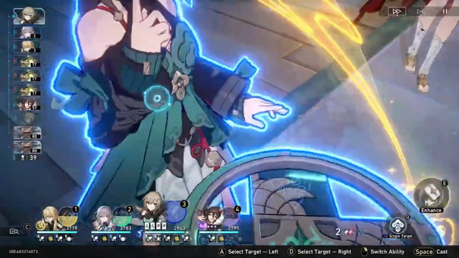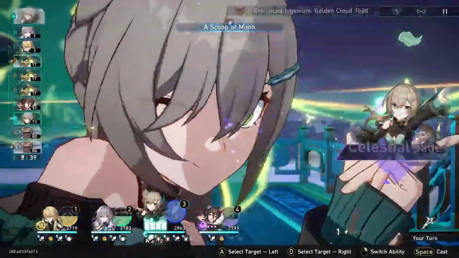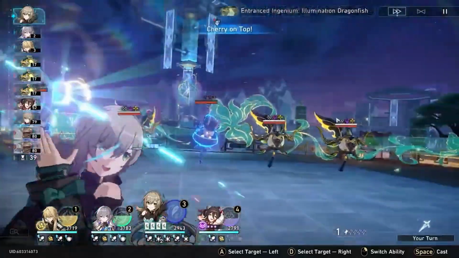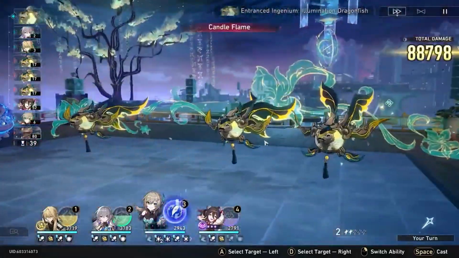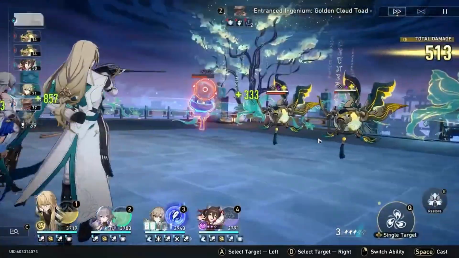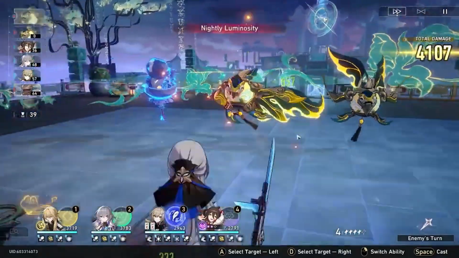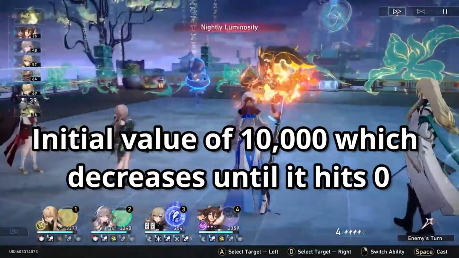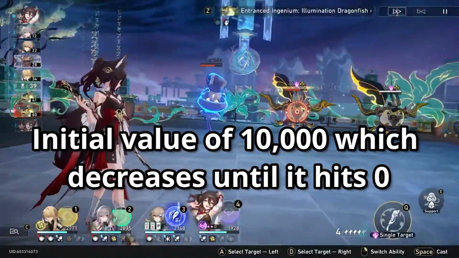Action gauge isn't something players can see, however it is crucial to understand how action value, or AV, is calculated and how speed, advance forward and action delay relate to the final displayed value in the action order. The action gauge is a hidden meter the game uses to calculate how far away a character is from acting. This gauge has an initial value of 10,000 which decreases until it hits 0.